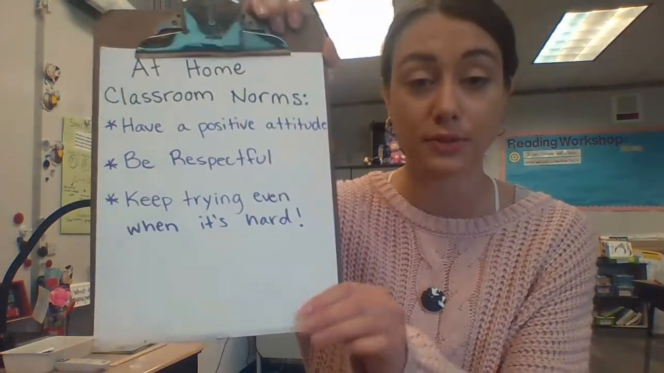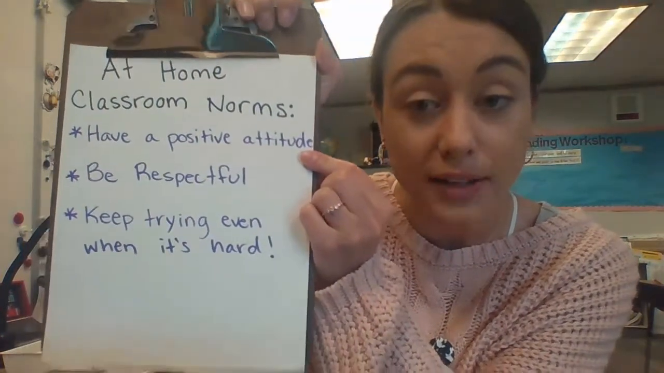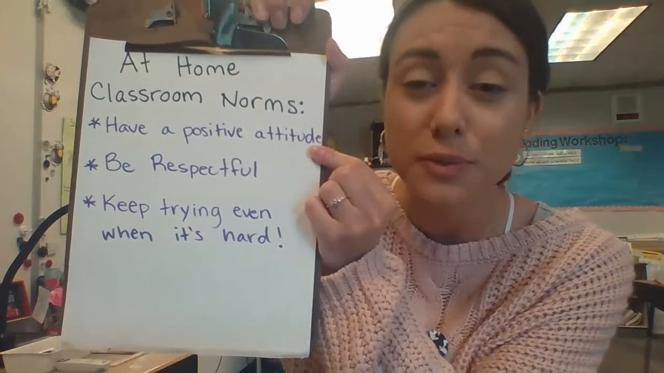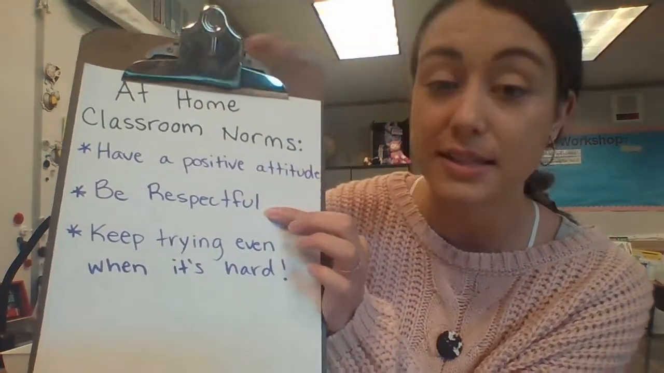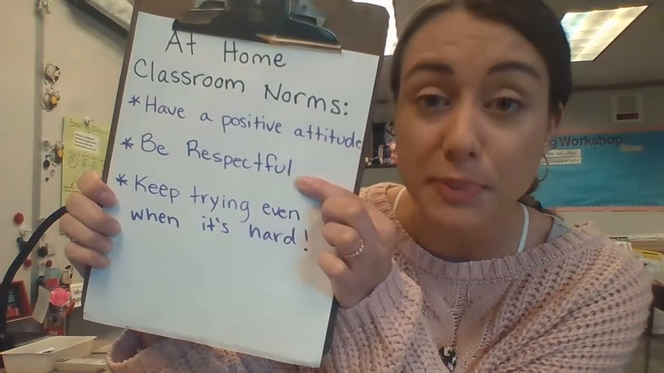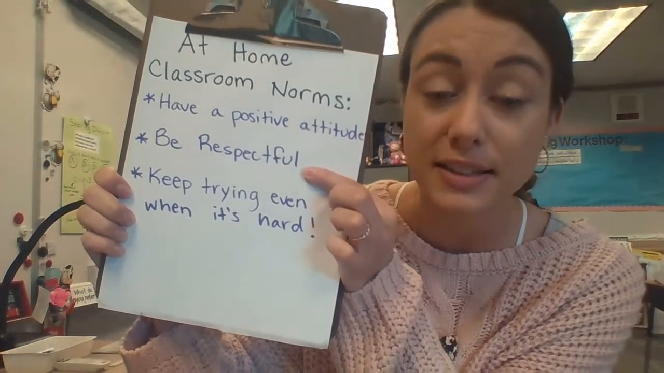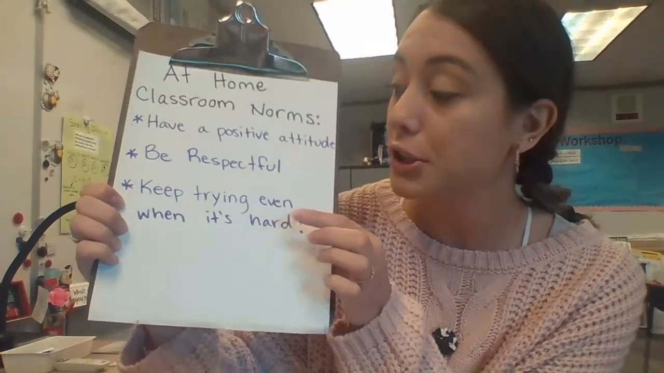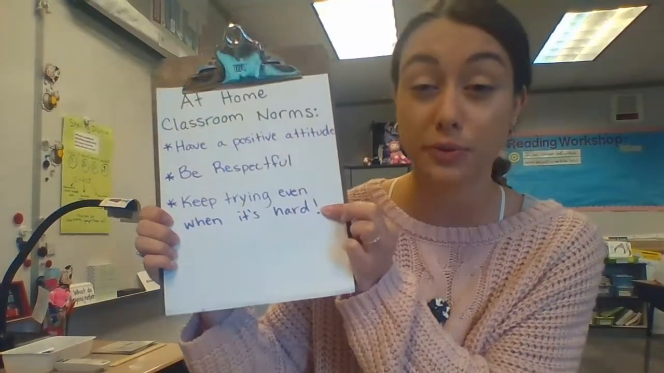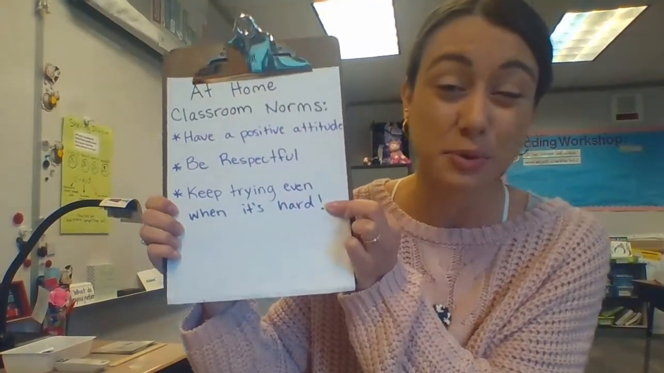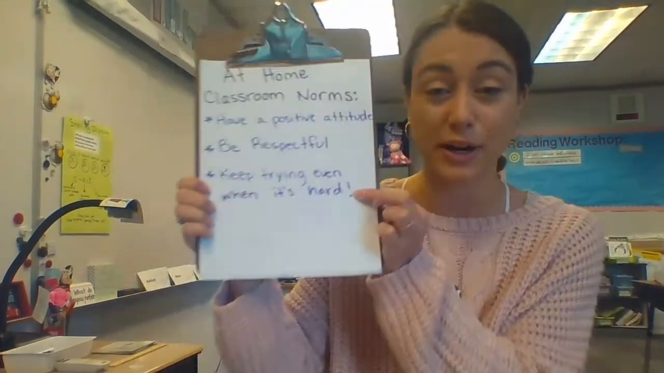Let's start with our at-home classroom norms. Our first at-home classroom norm says have a positive attitude. Make sure to be ready to learn when you watch this video. Our second one says, be respectful. Be respectful to yourself and to the teacher who's teaching. Our third one says, keep trying even when it gets hard. Some of these will be review, but some of these concepts will be new to you. So it's okay to ask for help when it gets hard.